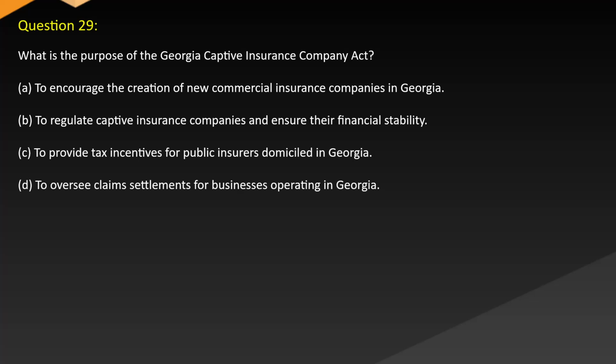Question 29. What is the purpose of the Georgia Captive Insurance Company Act? A. To encourage the creation of new commercial insurance companies in Georgia. B. To regulate captive insurance companies and ensure their financial stability. C. To provide tax incentives for public insurers domiciled in Georgia. D. To oversee claims settlements for businesses operating in Georgia.